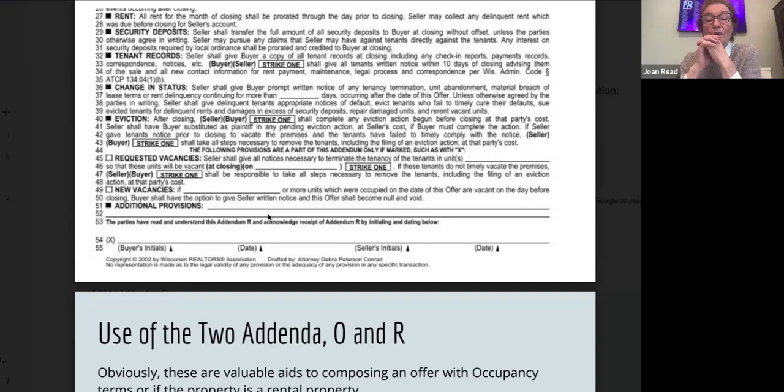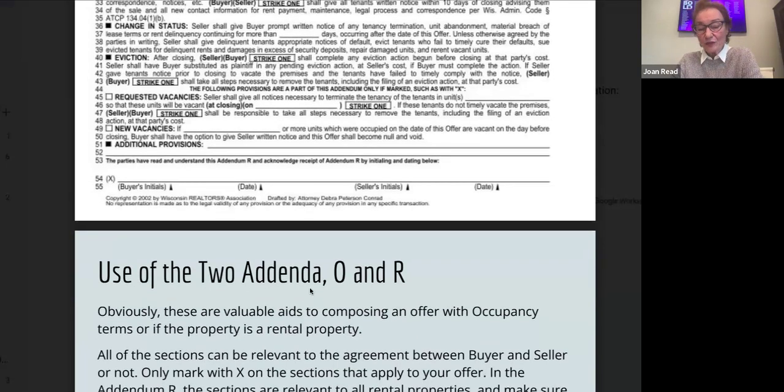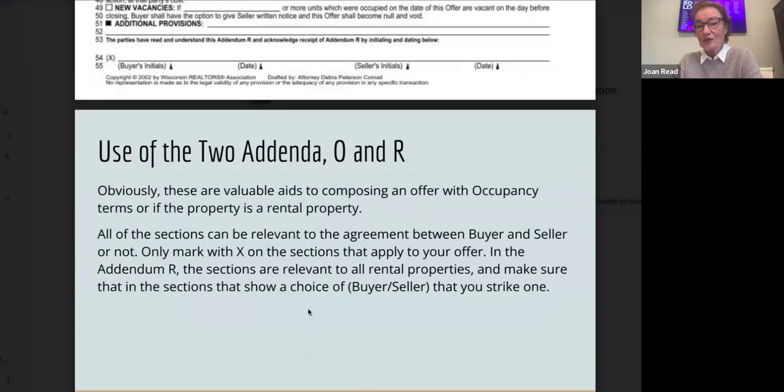If one unit or more units which were occupied on the date of the offer are vacant on the day before closing, buyer shall have the option to give seller written notice and this offer shall become null and void. So that's if you're about ready to close and the tenant that you were expecting to stay there leaves, the buyer has the option to terminate the offer at that point. Again, that's one of the two special provisions that you can mark.